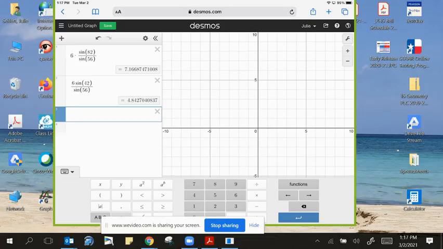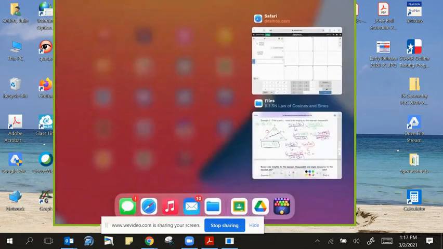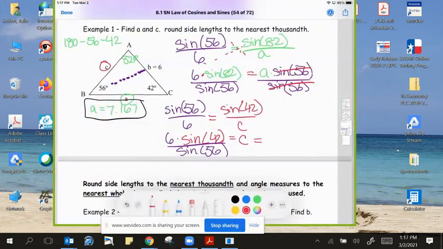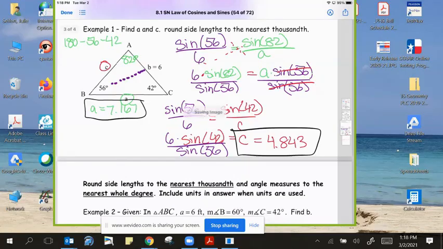Okay, so 4.843 here is that solution. So C is 4.843. Okay, questions here?